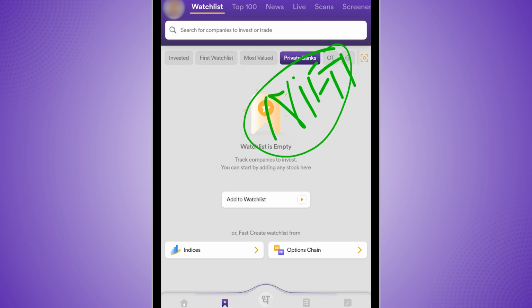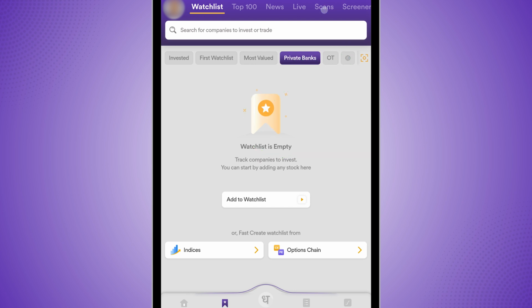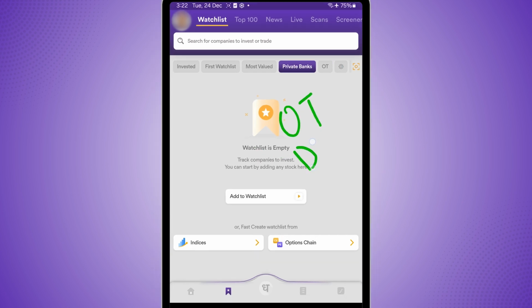And there are some very important things about being an option seller, which we will also cover. So I have launched my option trader app, which is by Dhan, a dedicated app for option trading. You can do the same thing in the Dhan main app as well. And I have come to my watch list.